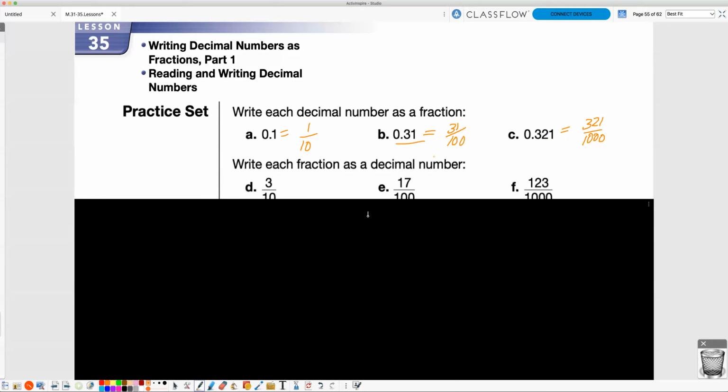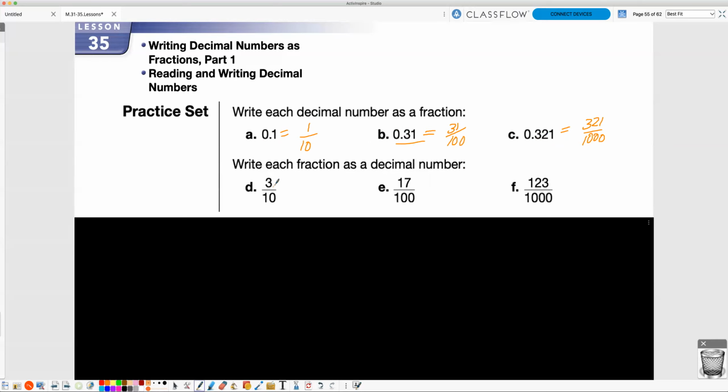Write each fraction as a decimal number. Letter D. This one would be 3/10. Letter E. 17 hundredths. Letter F. 123 thousandths. That's how they would look.